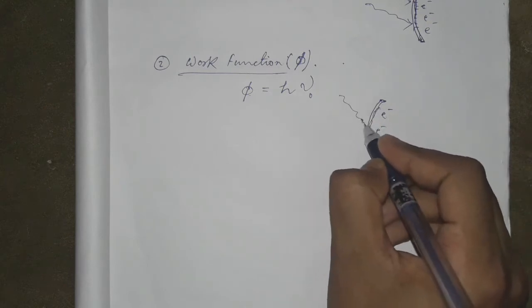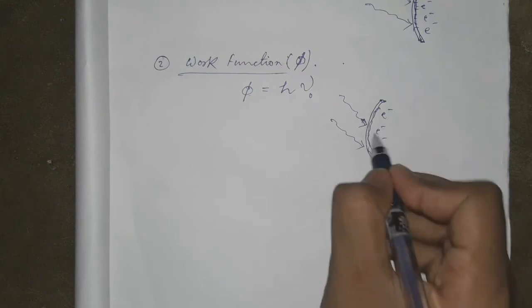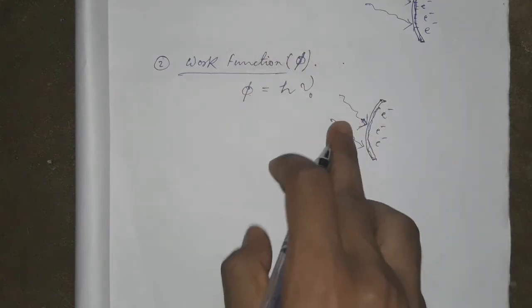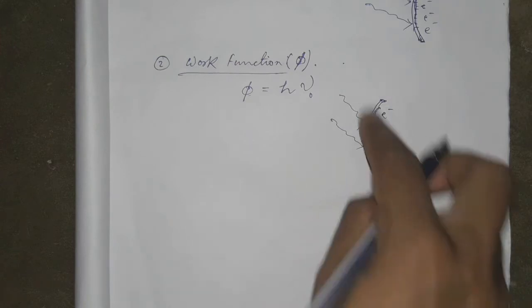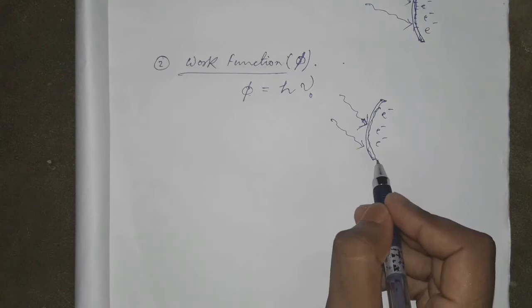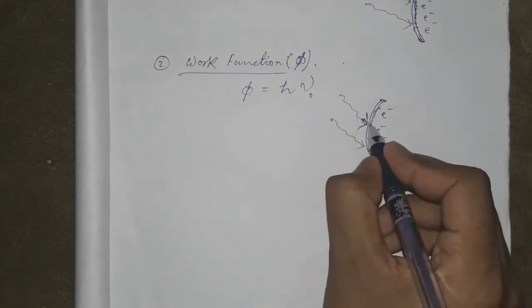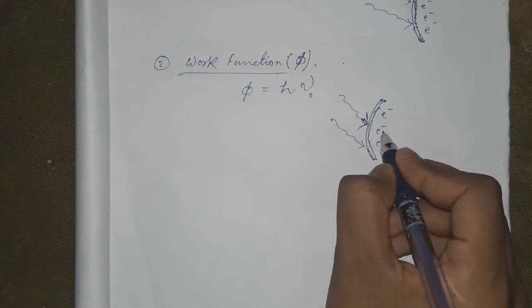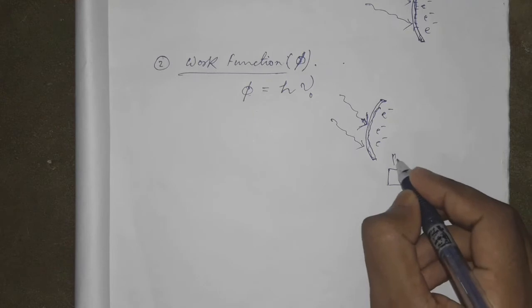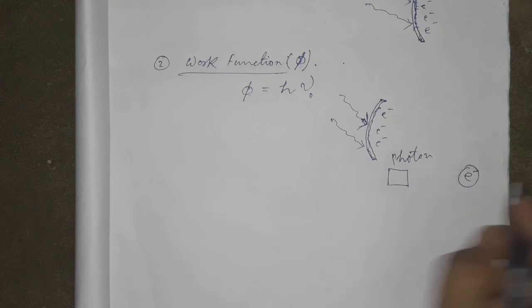When we allow incident light of sufficient or required frequency to fall on this metal, what will happen? The entire energy of one photon will be transferred to one electron. Say, for example, this is a photon, and this is an electron, one electron.